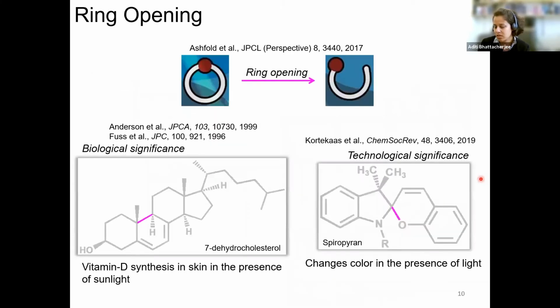And ring opening of these hydrocarbon or heterocyclic rings is of interest, both from a biological as well as a technological point of view. So on the left here, you see the molecule 7-dehydrocholesterol, which breaks this pink bond in the presence of sunlight, and this underlies the synthesis of vitamin D in your skin. On the right, you see similarly another bond highlighted in pink, in a spiropyran molecule. This molecule changes color in the presence of sunlight, and so this is implicated in functioning as molecular switches and such.